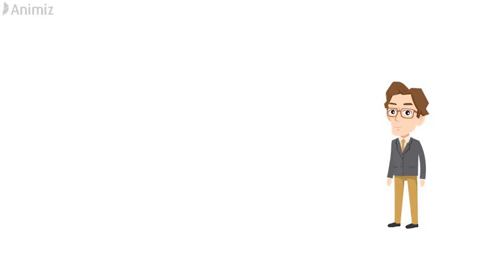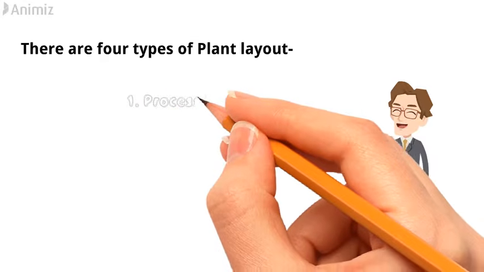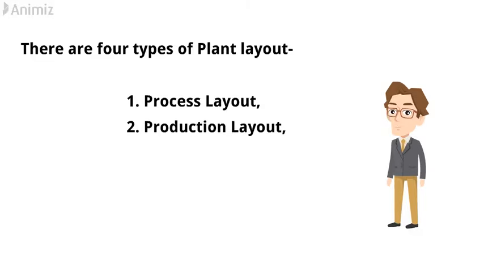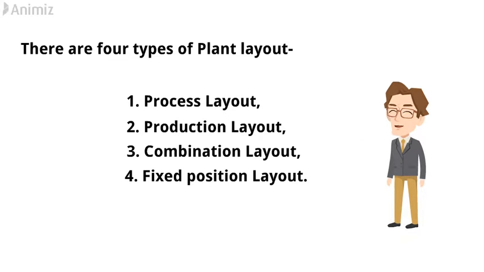Let's start the video. There are 4 types of plant layout: process layout, production layout, combination layout, and fixed position layout. Let's understand each type separately.